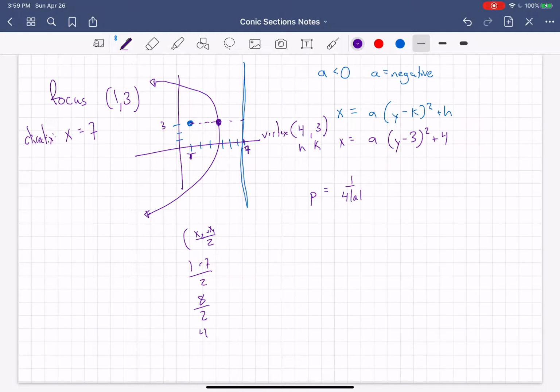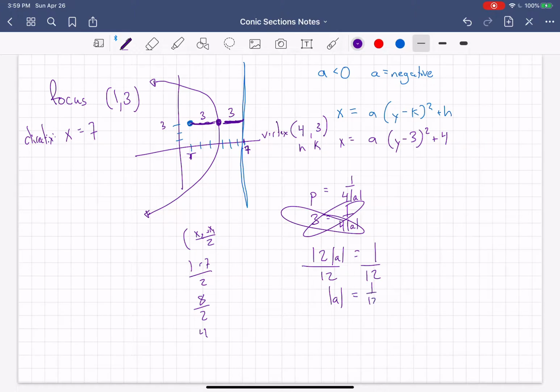So we look at our graph. That's just the distance between the vertex and the focus, or the vertex and the directrix. Both of those would be 3, right? So p is 3. And then we do 1 over 4 times the absolute value of a. Again, cross multiply. So we get 12 times the absolute value of a is equal to 1. Divide both sides by 12. The absolute value of a is equal to 1 over 12.